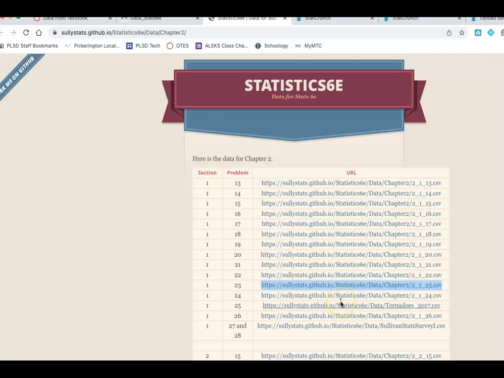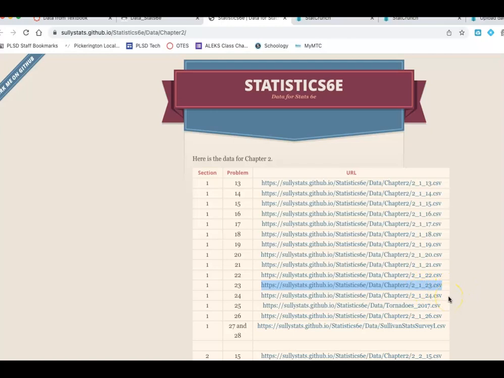I'm not going to sort them. So they're going to be links that you don't need because I didn't assign those problems in the homework. You just need to find the ones that I did. So the way that it works is this says, here's the data for chapter 2. This is section 1, so that means 2.1. As I said, this example that's in the notes is from number 23.